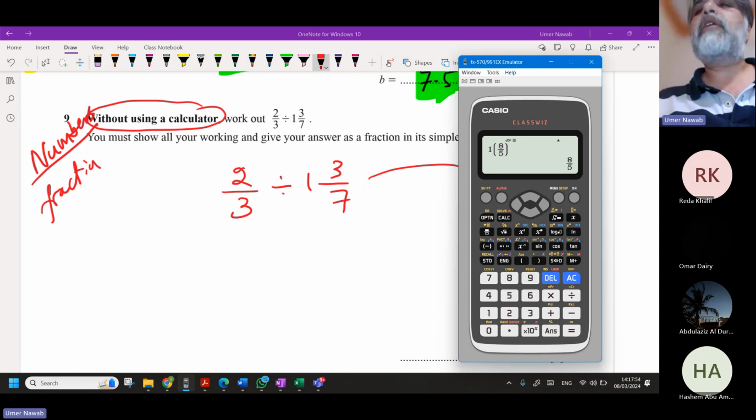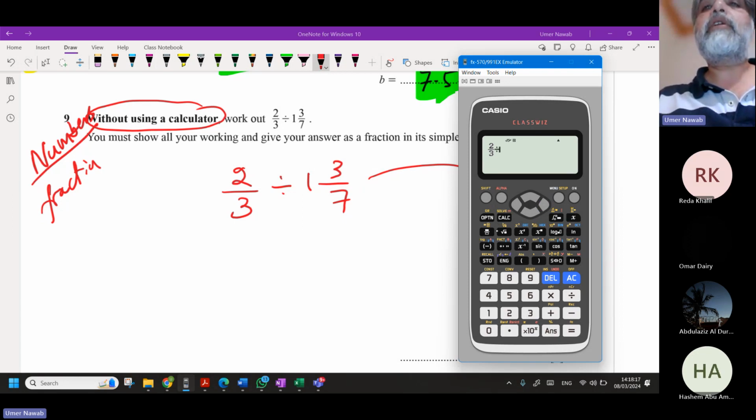It's not a mixed fraction. How to write a mixed fraction in a calculator? You have to press shift and the fraction symbol. Then the calculator will write a mixed fraction for you. So this is the common mistake which students normally make in the exam. So I'm going to copy this expression, 2 over 3 first of all. Then I write a division sign, guys. And after that, a mixed fraction.